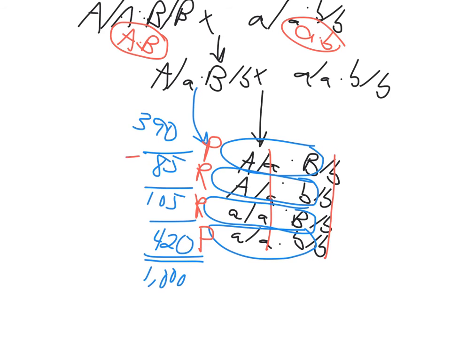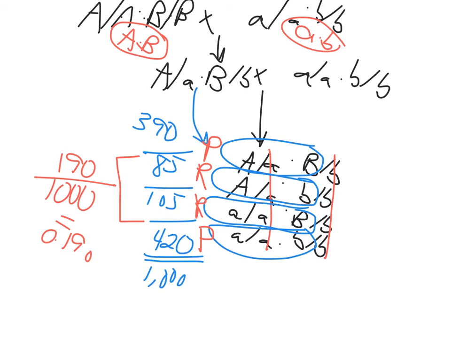Okay. So how many recombinant F2s did we observe? So we add them up and divide by 1,000. Right, so whatever that is, 190 over 1,000, 0.19 or 19 centimorgans. 0.19 would be the recombination fraction, RF.